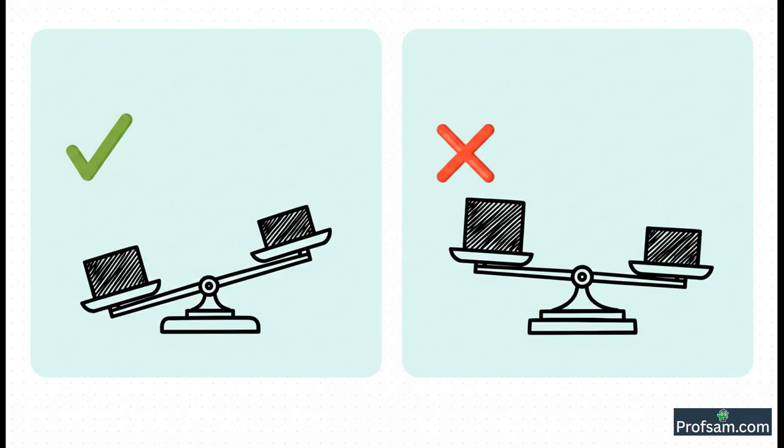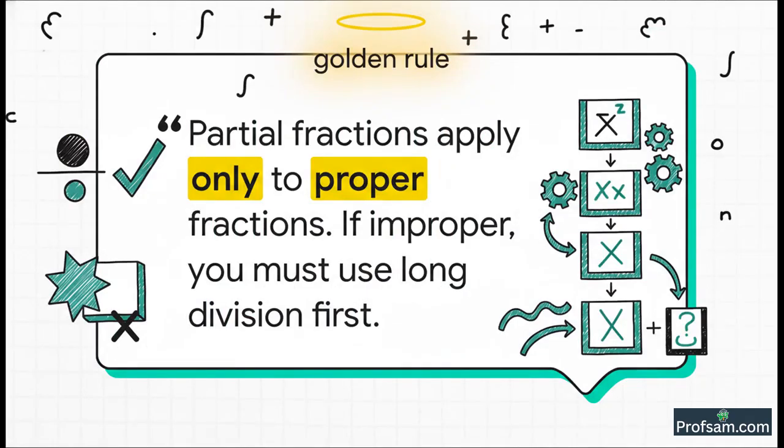improper fraction. And this, my friends, is the golden rule. You have to remember this. The partial fractions method only, and I mean only, works on proper fractions. If you get an improper fraction, you have to do long division first. No other option. You divide it first, and then you can use the method on the remainder part.